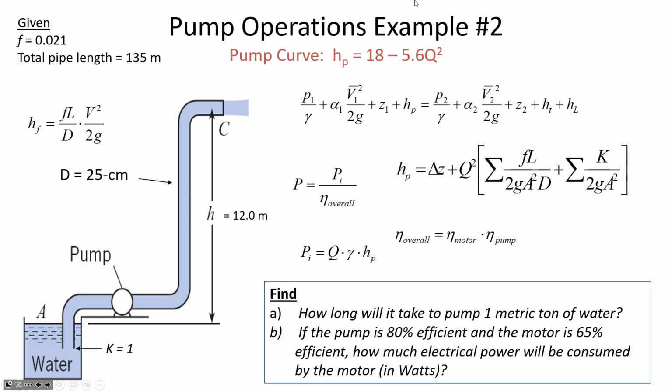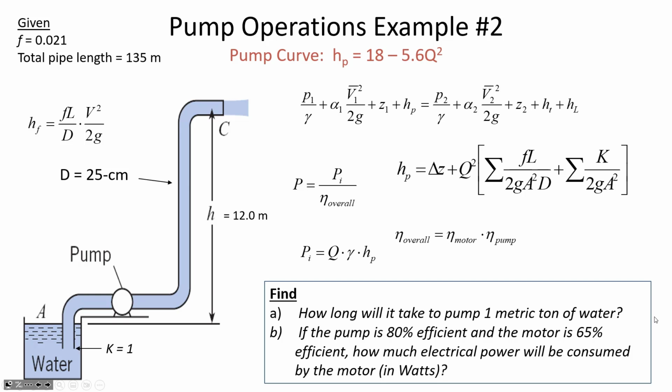And let me write the steps on the board here. First, we're going to find the operating point. So solve for Q: set system curve equal to pump curve, solve for Q. And then it's asking, how long will it take to pump 1 metric ton of water?